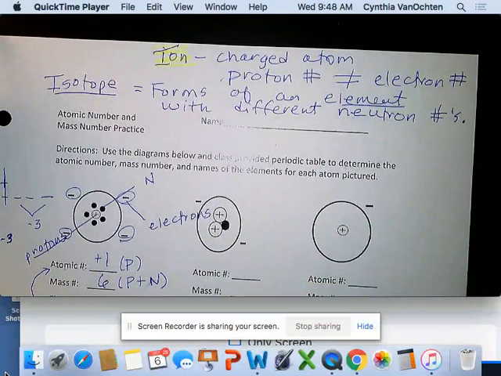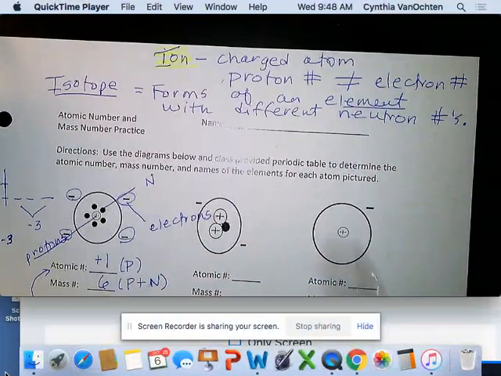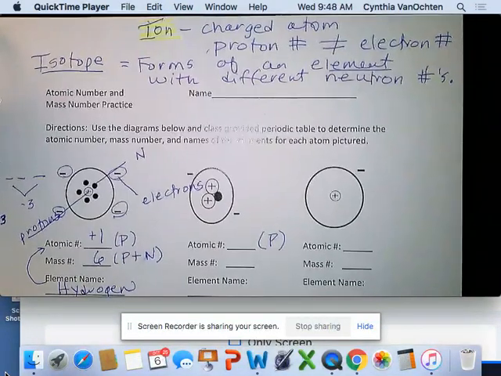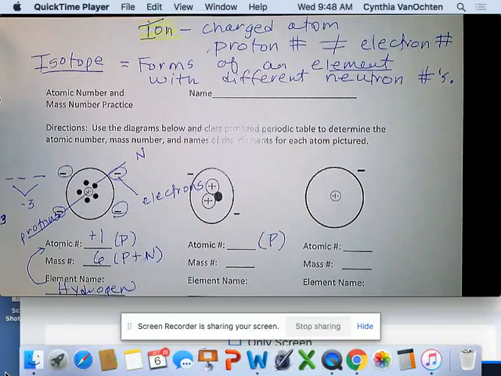And again, remember that my notes are posted on Google Classroom. So if you're having trouble, they'll be up there. But let's look at this next one. Write this down if you don't have it. Remember that your atomic number is the number of protons. So Molly, how many protons do we have in that nucleus?